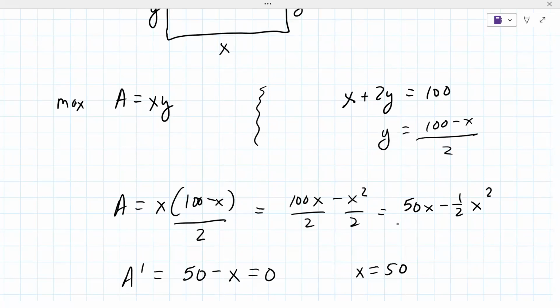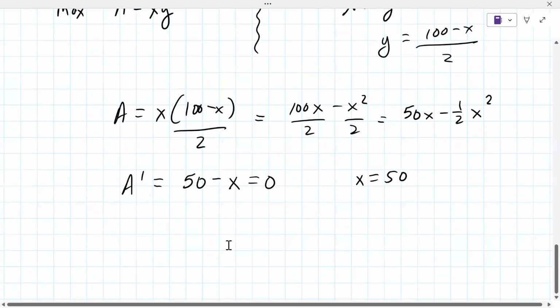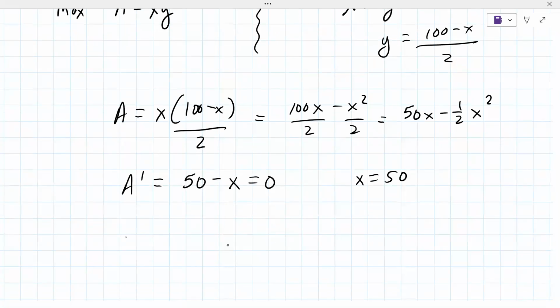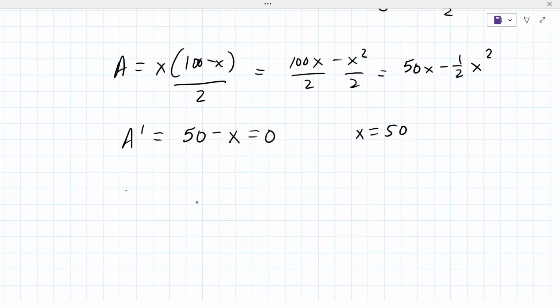Now, depending on the instructor, you're supposed to actually prove that this is the min or the max. We have to do the second derivative, but we just test a point in our Chromebook or calculator. What do you mean by that? Like you graph it? Well, I just put the equation in. I put 50 minus x, and then I plug in 49 because it's 1 under 50, and then 51, and see if it's positive or negative. So you're making a sign chart.